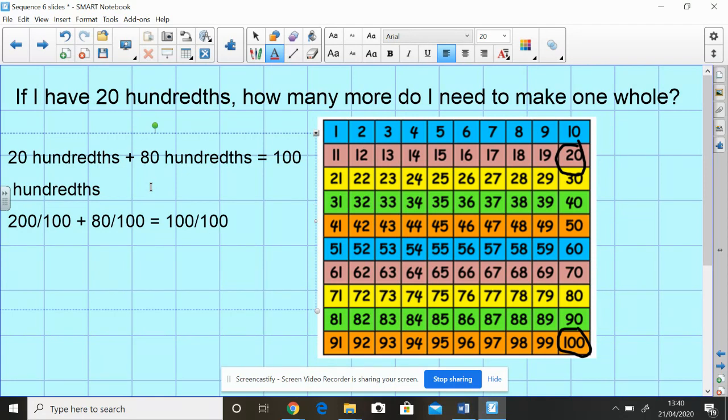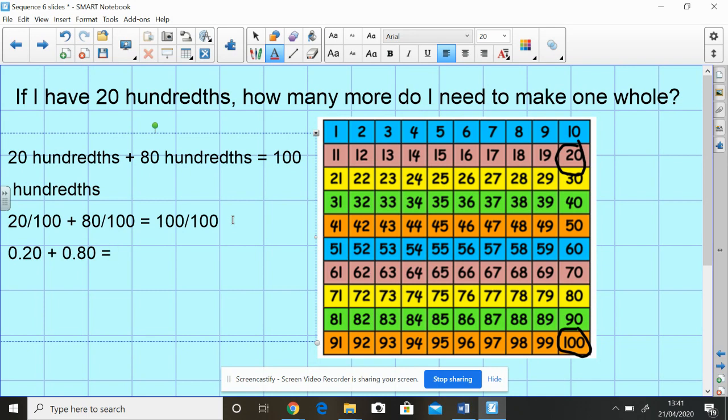We can also write that as a decimal, and writing it as a decimal is the one that you're really going to focus on, because decimals is our topic in maths at the minute. So you can write it as a fraction first and then change it into a decimal, but make sure that you always write it as a decimal. So firstly, what is 20 hundredths as a decimal? That is 0.20. What is 80 hundredths as a decimal? That is 0.80. That equals 100 hundredths as a decimal.